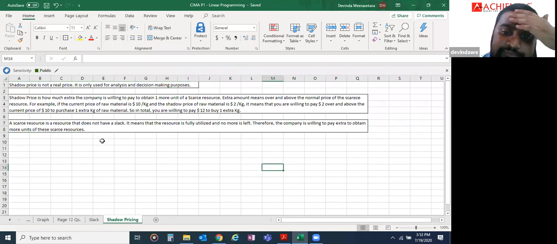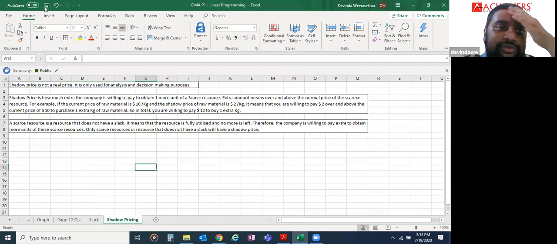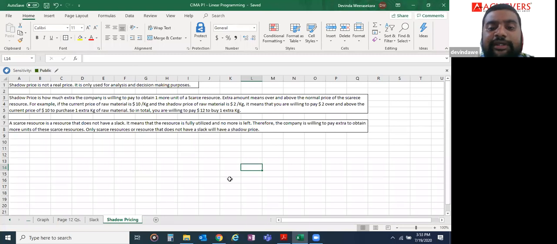Okay. So a scarce resource is a resource that does not have a slack, right? So that means, guys, only scarce resources will have a shadow price. Only resources that do not have a slack will have a shadow price. Why is that, guys? Because you are willing to pay extra, because it is a scarce resource and you don't have enough.